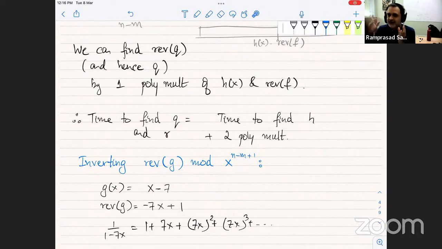But the key point is, you only care about it being equal to 1 modulo some suitable power of x. So if, for example, you care about, can you give me the inverse of this modulo x power 100? Well, yeah, you go all the way till x power 99, 7x power 99 mod x power 100. Did that make sense?